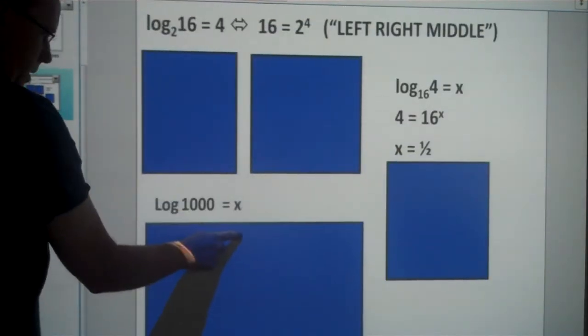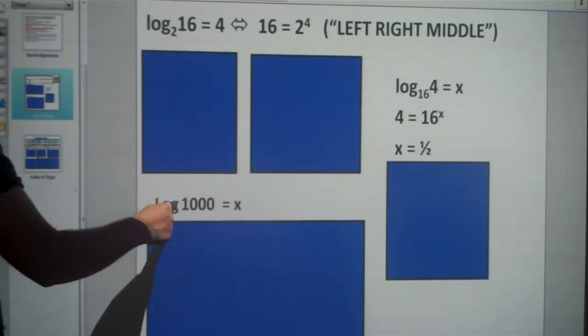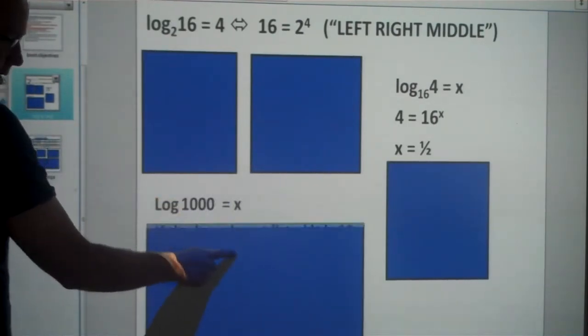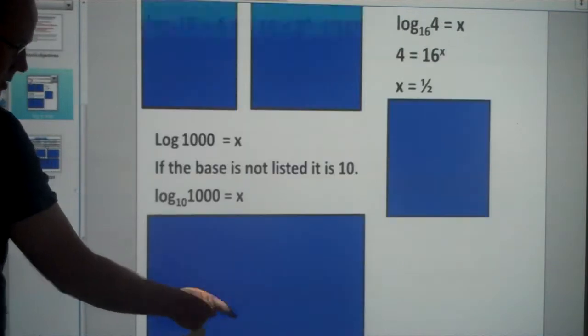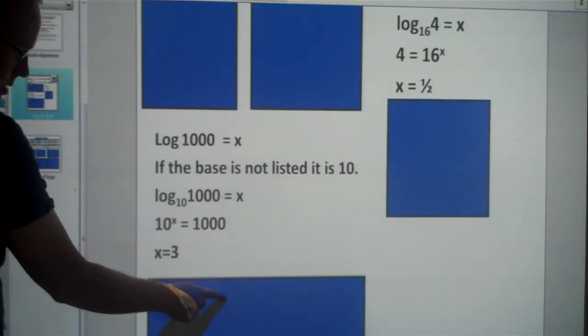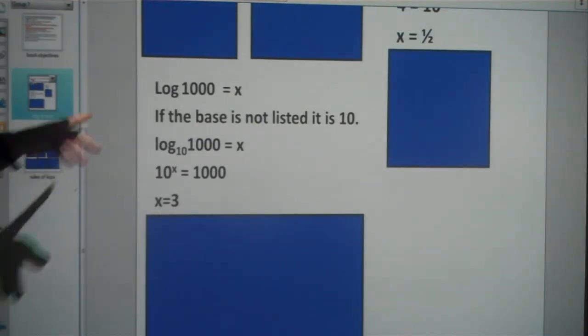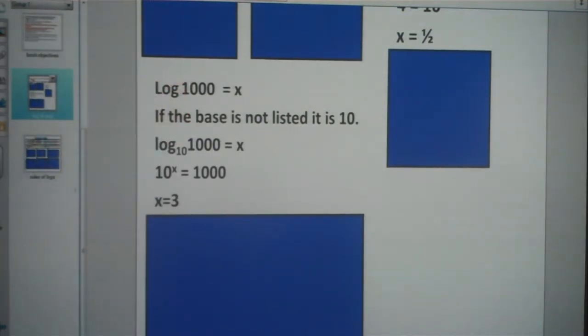And our last one looks a little bit more confusing because I haven't given a base for this question. One of the assumptions for this topic is if we're not given the base, then that means the base is 10. So what we can say here is 10 to the power of x equals 1,000. And therefore x is 3 because 10 cubed is 1,000. So if the base is not given to you, you might just want to make it base 10 anyway.